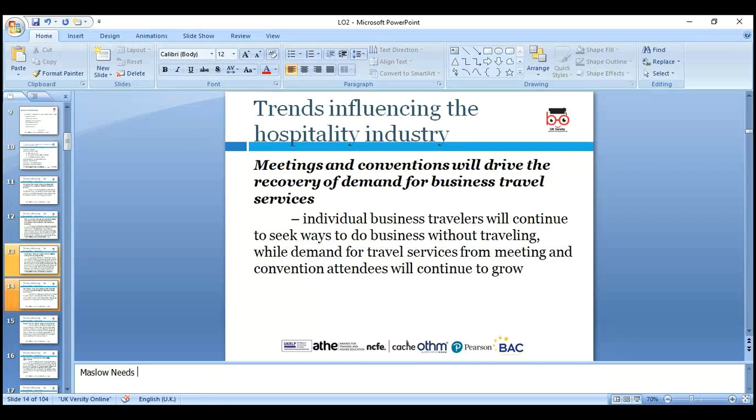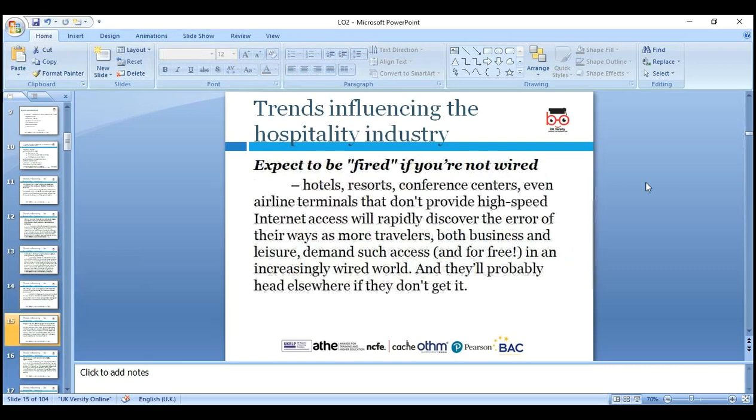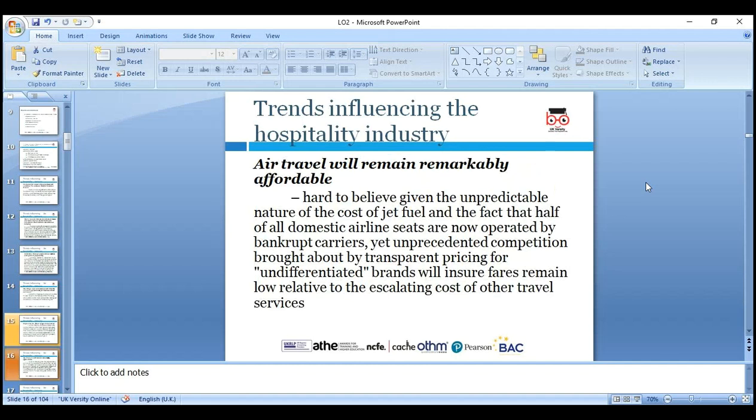They want to go away because of a busy schedule, and if we are not providing the same sort of environment, that can create a problem. So we need to look at those. There are a few things expected to be fired if you are not fired. That's a trend, but we need to look at how we can minimize it.